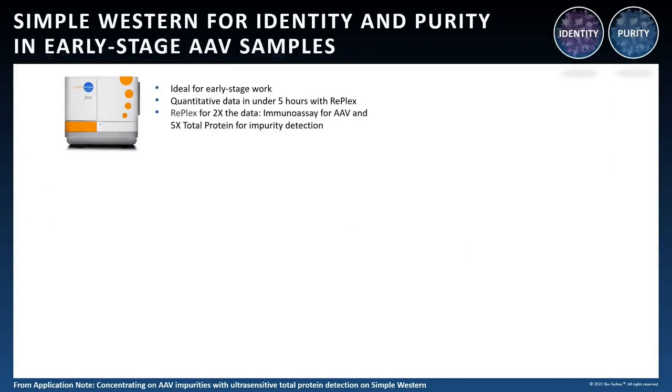So the Simple Western platform is ideal for early stage work, and we're going to start by looking at some cell lysates directly after AAV production. We're going to produce quantitative data in under 5 hours with a Replex assay, and in this case it's going to be an assay where we have an immunodetection of AAV proteins and then Replex for 5x total protein to look at the impurities in the samples. So probe 1, identity, probe 2, purity.